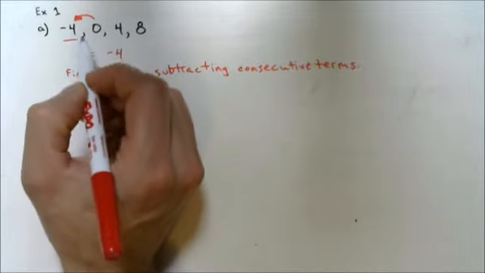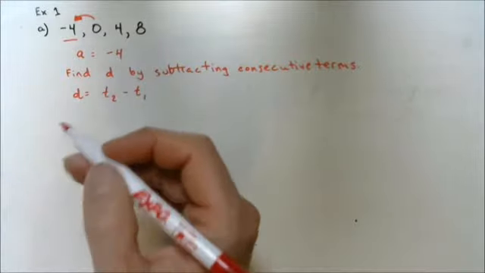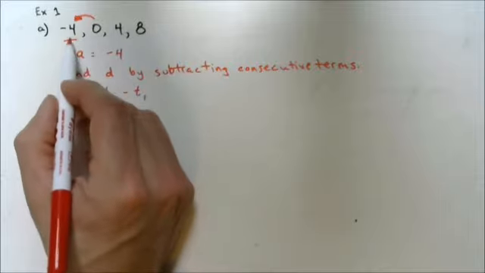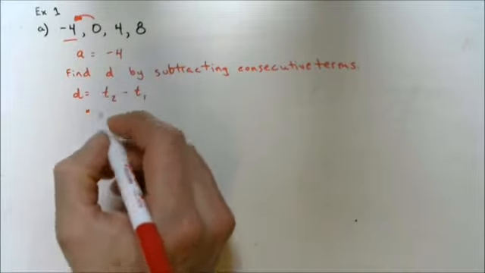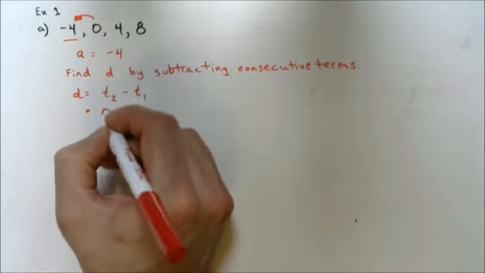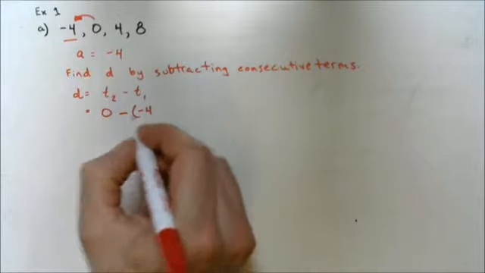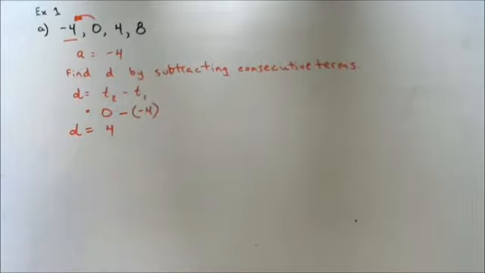Just like when you're finding the first difference of something, it's y2 minus y1, then y3 minus y2. Same thing here, term 2 minus term 1, and if we wanted to check our answer, we could do term 3 minus term 2. For now, we'll just sub in what we know. Term 2 is 0. Term 1 is -4. And that's going to give me a difference of 4.